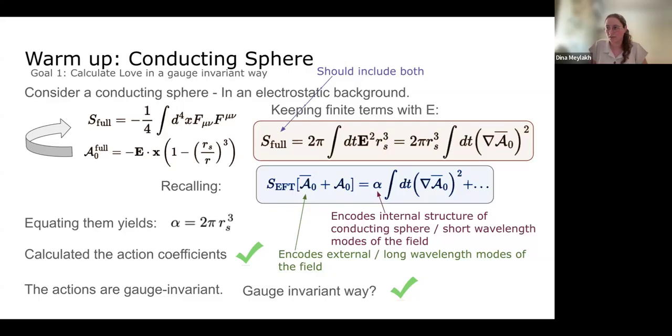So you are correct. But once you identify your external field and write the full action in the form of just derivatives of the external field, as if you never specified a gauge, then this becomes gauge invariant again.